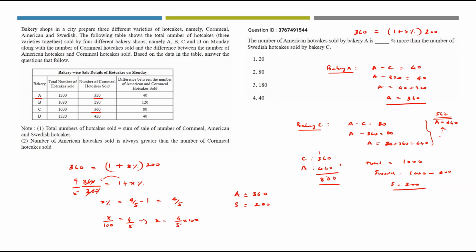So from here X is equal to 4 by 5 into 100. What is 100 divided by 5? It is 20. What is 4 into 20? It is 80. So how much percentage is it more? It is actually 80% more than the number of Swedish hotcakes sold by bakery C. So if we have X is equal to 80 here, then we can fill it as 80%. Option number 2 will be the right answer.